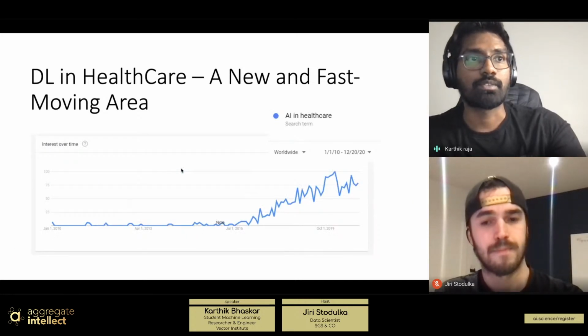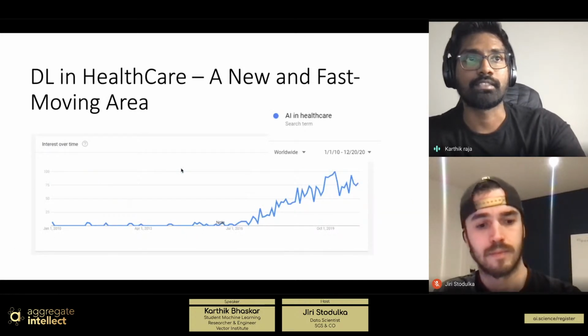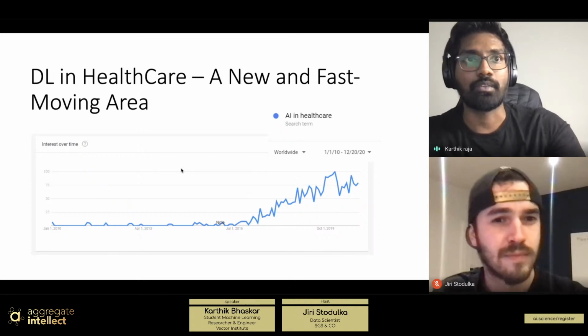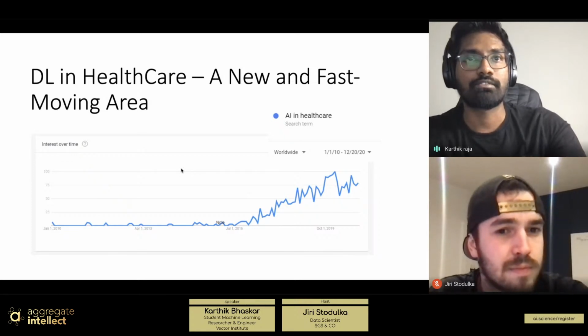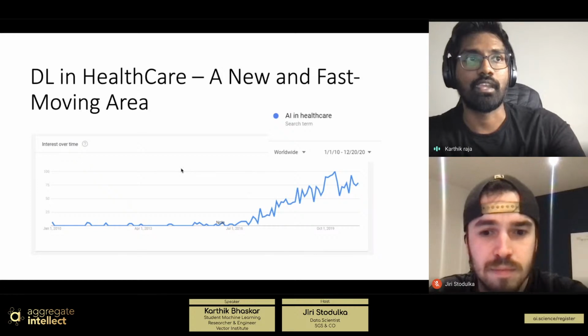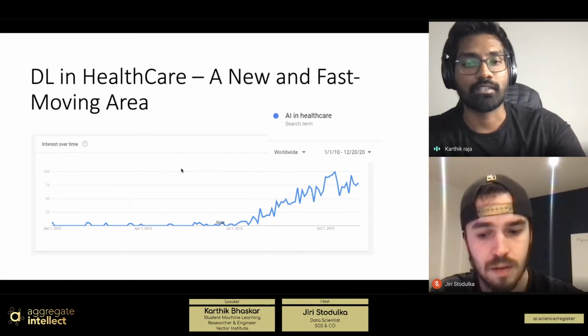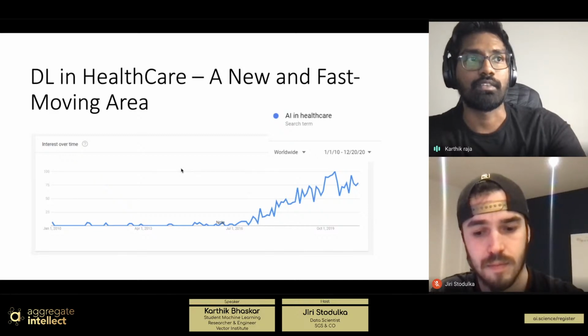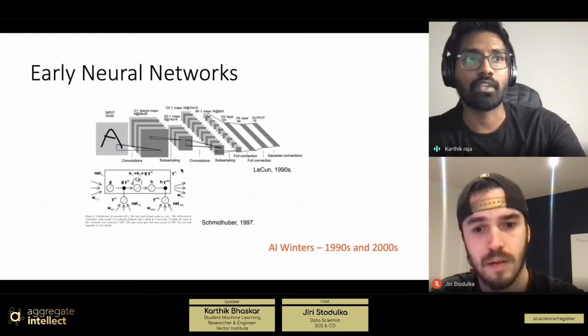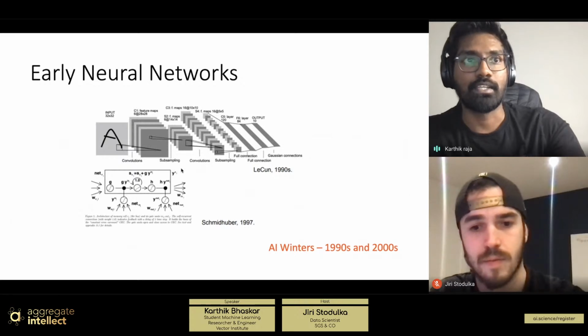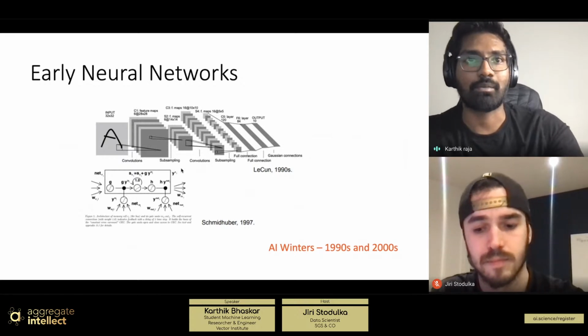I used Google Trends to plot this interesting graph, which covers the last 10 years. As you can see, over the last 4 years there is a tremendous increase in AI in healthcare. In the later part of the presentation, we will see the reason behind this tremendous increase. Before getting into why deep learning is really good for healthcare, let's have a quick review of neural networks.